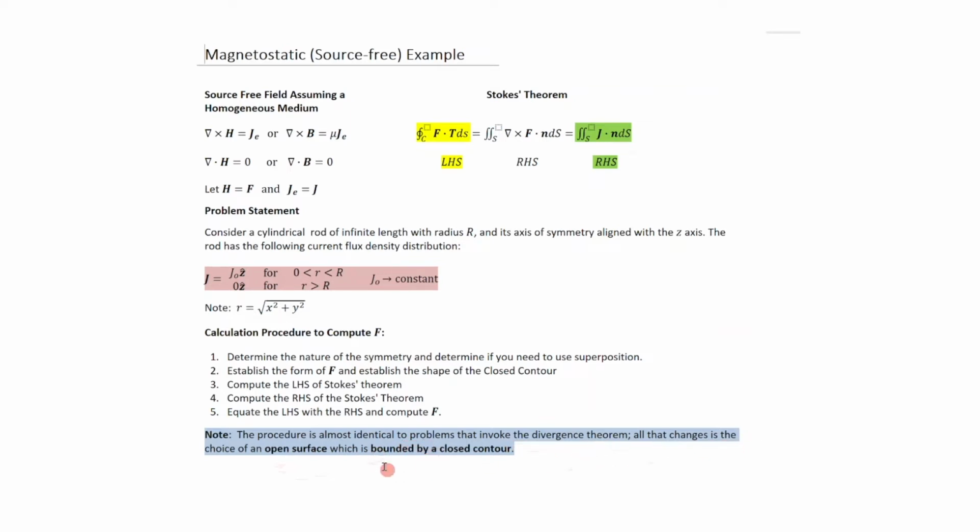All that changes is the choice of an open surface, which is bounded by a closed contour. So now we're dealing with open surfaces and closed contours, whereas before with the divergence theorem, we were dealing with closed surfaces, and we're talking about bounded volumes.